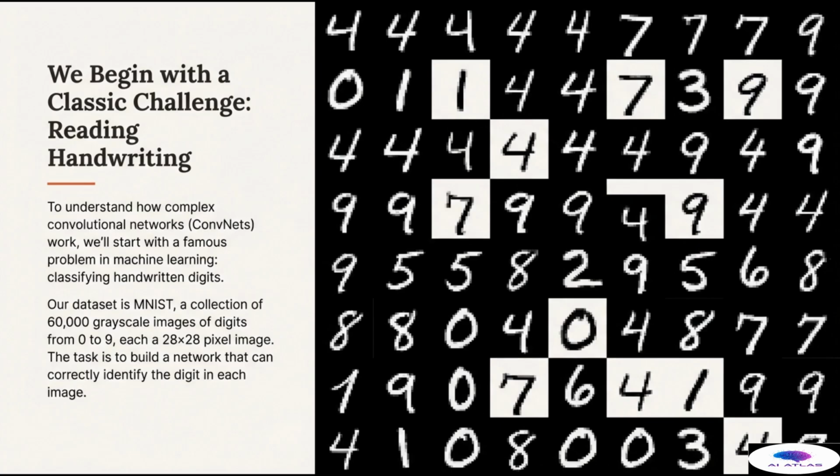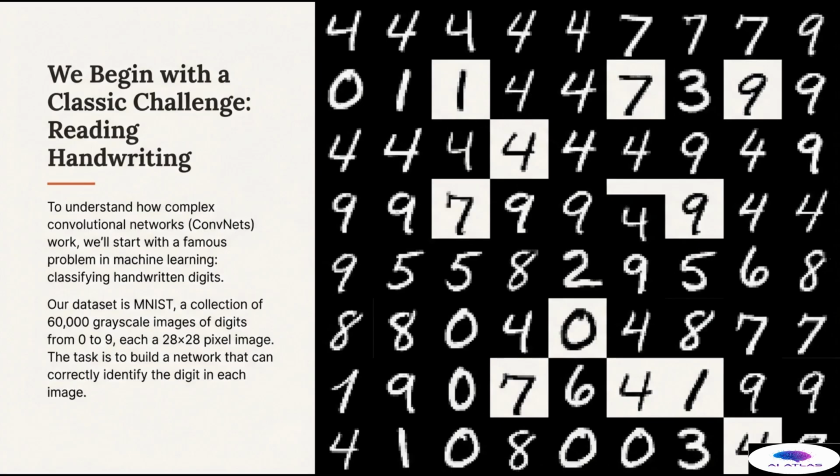While this task seems trivial to a human, we instantly recognize that scratch as a 7 or that loop as a 0, it is computationally demanding for a machine that only sees a grid of pixel values. The task for the network is simple. Take the 28x28 pixel input and output the correct corresponding digit label, one of the 10 possible classes. The images displayed on the right demonstrate the variability in handwriting and the occasional ambiguity that the network must learn to overcome.